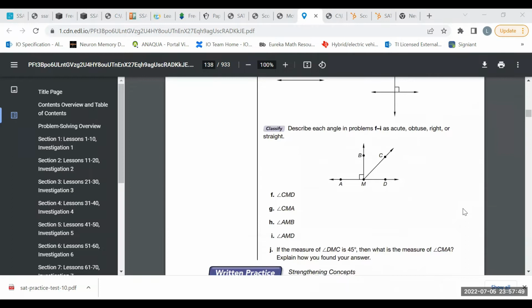Next. CMD is an acute. CMA is an obtuse. AMB is a right angle. AMD is a straight angle, or a linear pair. Sorry, straight angle. Next one, J.